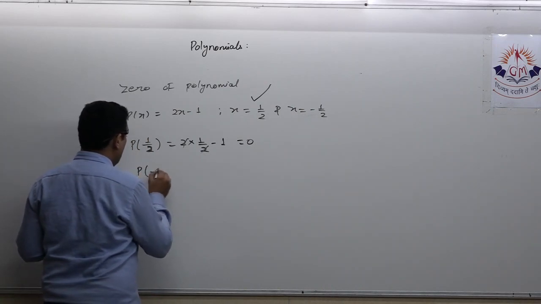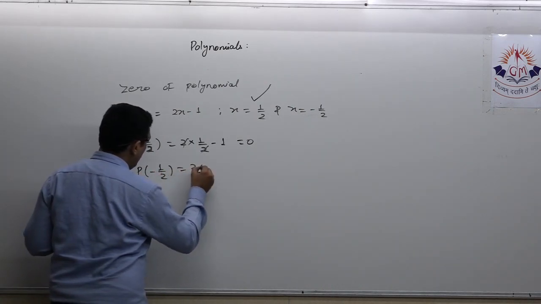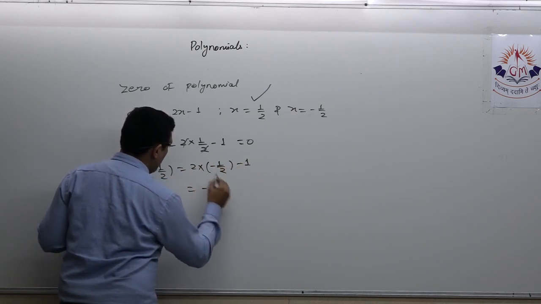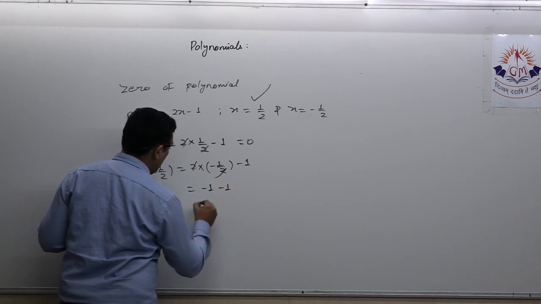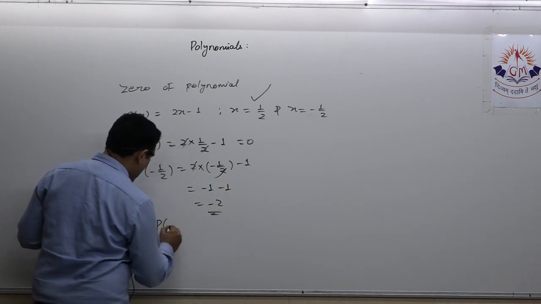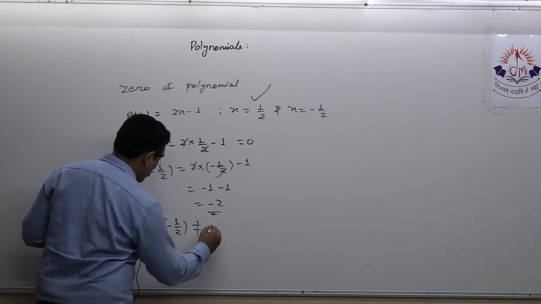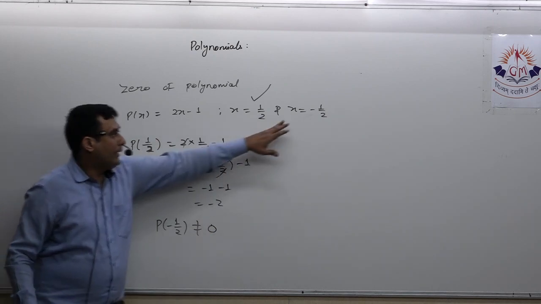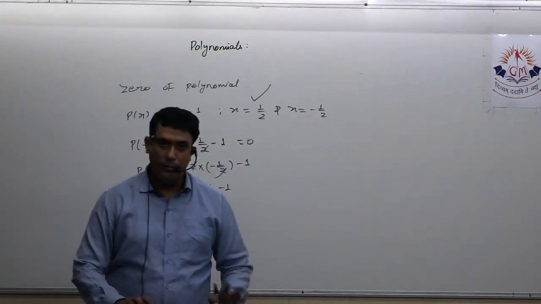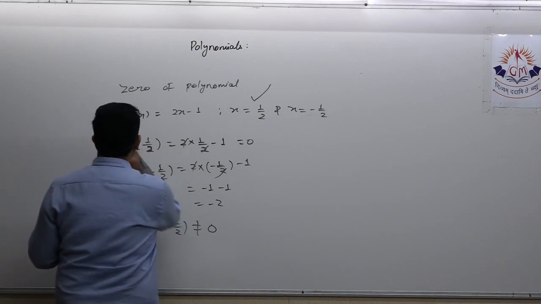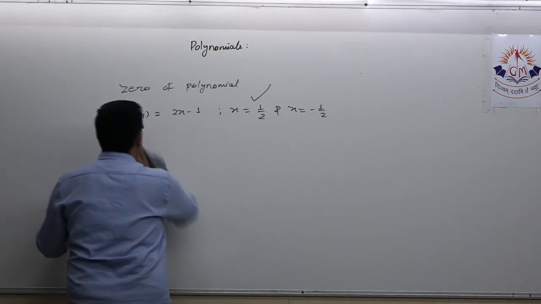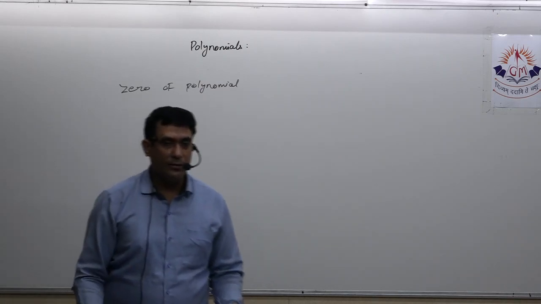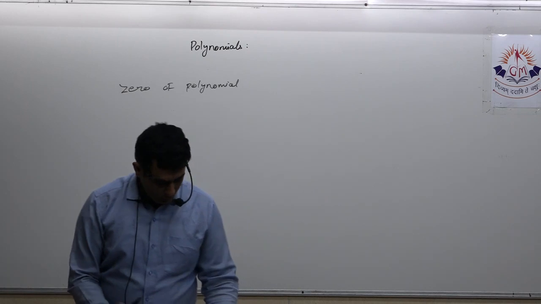Now p of minus 1/2. So 2 into minus 1/2 minus 1. This gives you minus 1, because 2 and 2 cancel, and again minus 1. That is minus 2. As p of minus 1/2 is not equal to 0, it is equal to minus 2, that means it is not equal to 0. So minus 1/2 is not a zero of the polynomial. Okay, so this is how we have to check, or verify, whether the given value of the variable is a zero of the given polynomial or not.